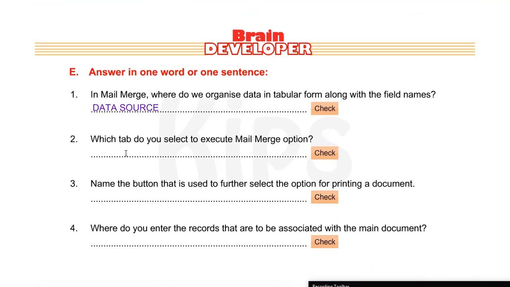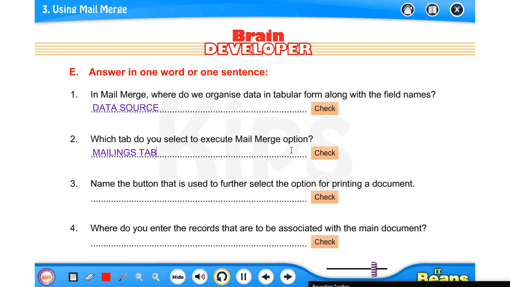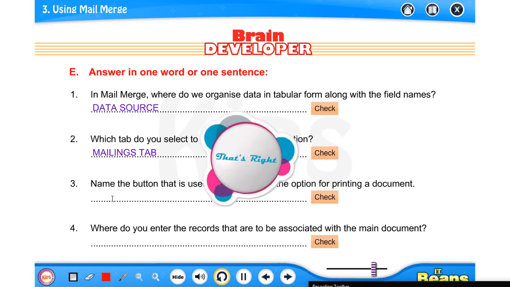Which tab do you select to execute the mail merge option? In MS Word, which tab do we have to select for using the mail merge option? We have done it practically. Yes, the correct answer is Mailings tab. Mailings tab is the correct answer of it. Let me check it. Yes, it's correct.